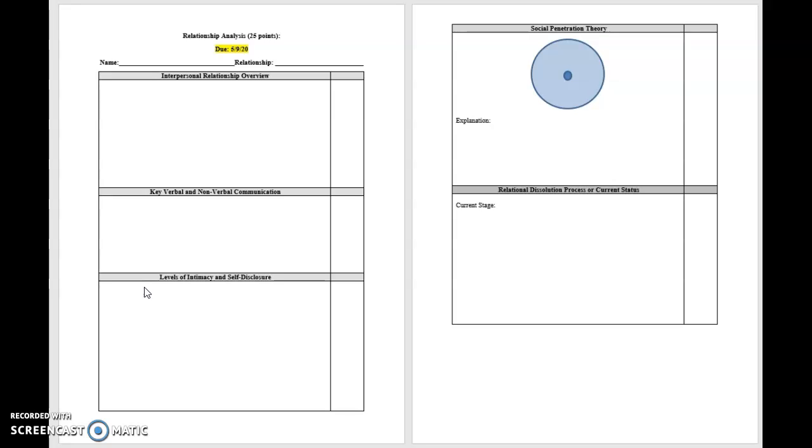So the point of this relationship analysis is for you to pick a relationship in your life and do an in-depth review of every different piece of it that relates to interpersonal communication, key verbal and nonverbal, your levels of self-disclosure, and then talk about its current status or what's going on with the relationship. So it's important to note that only I will be reading these.